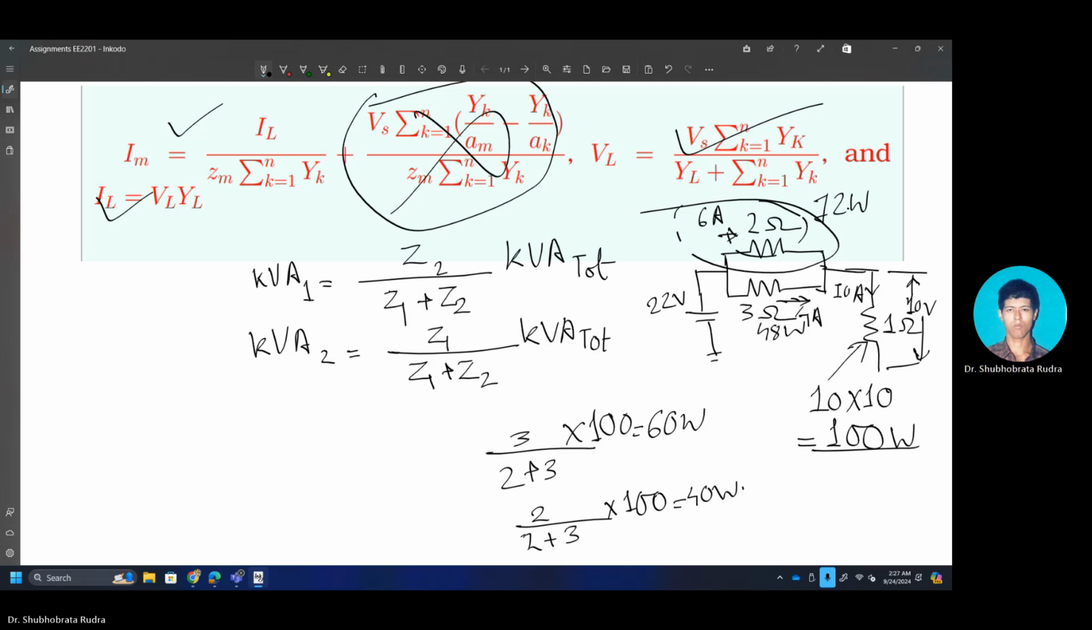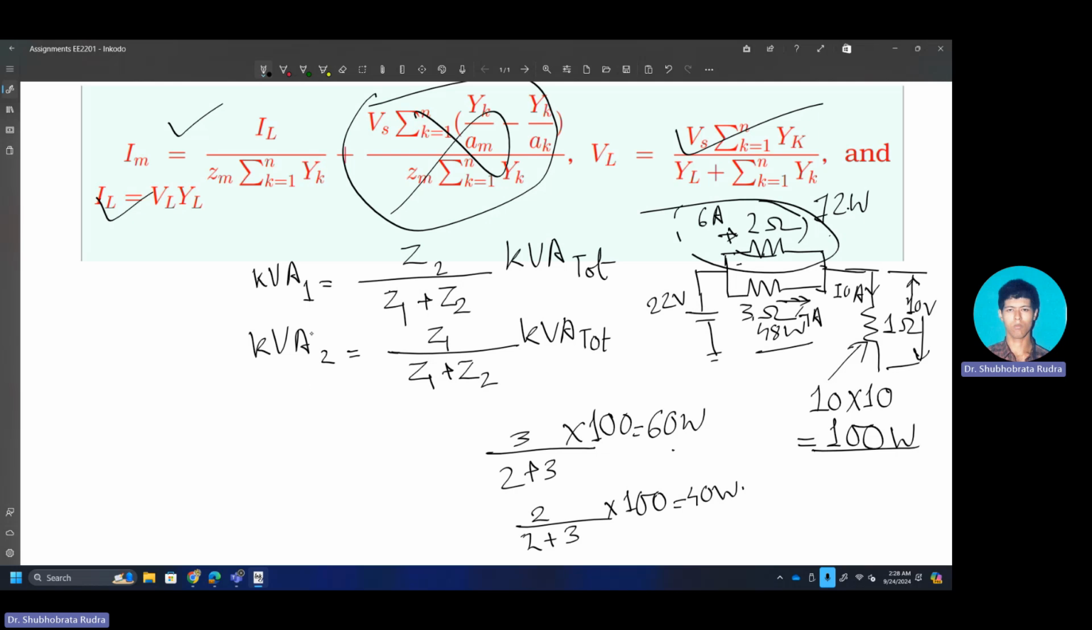So these are the amount of power wastage and the power delivered. Please note that 72 watt is the power wasted in the 6 ampere, 2 ohm resistance, and how much power is getting transferred? That is 60 watt. And in 3 ohm, how much power is wasted? 48 watt. And how much power is being transferred through 3 ohm? That is 40 watt. So don't get confused between these two.